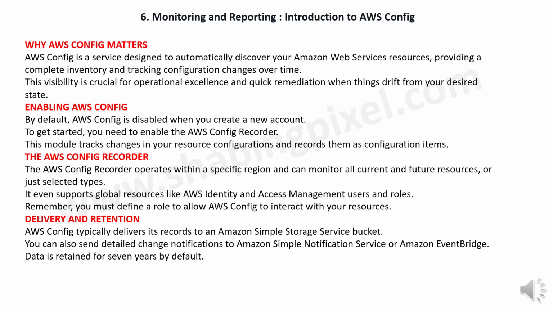AWS Config typically delivers its records to an Amazon Simple Storage Service bucket. You can also send detailed change notifications to Amazon Simple Notification Service or Amazon EventBridge. Data is retained for 7 years by default. Once enabled, AWS Config examines each resource, creating configuration items, including one for the recorder itself. AWS Config brings automation, visibility, and consistency to your cloud environment.